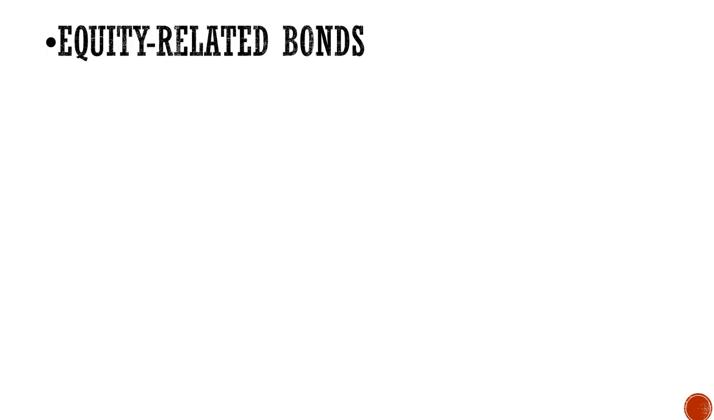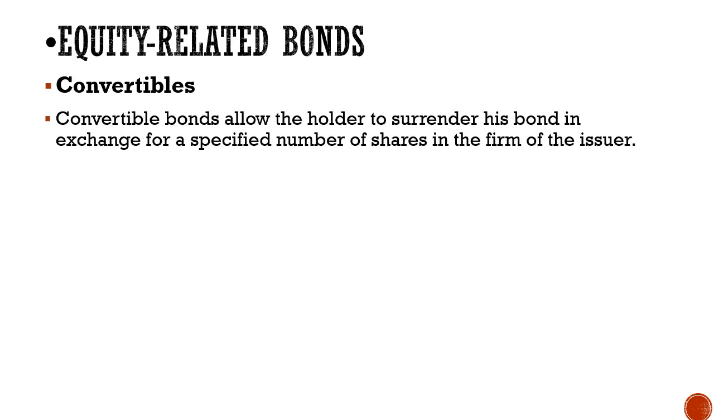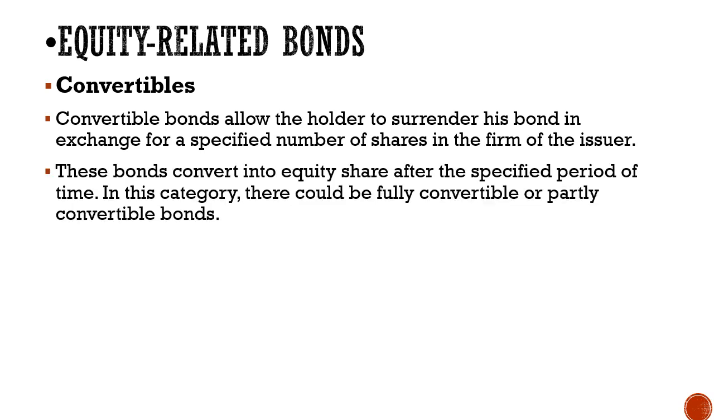The next is the equity related bonds. Now here there are two types of equity related bonds. Number one is the convertible equity bonds. Here convertible bonds allow the holder to surrender his bond in exchange for a specified number of shares in the firm of the issuer. So these bonds convert into equity shares after a specified period of time. In this category, they could be fully convertible or partly convertible bonds. So under equity related bonds, the first type is a convertible bond, which allows the holder to convert the bonds into equity shares, either fully or partly.